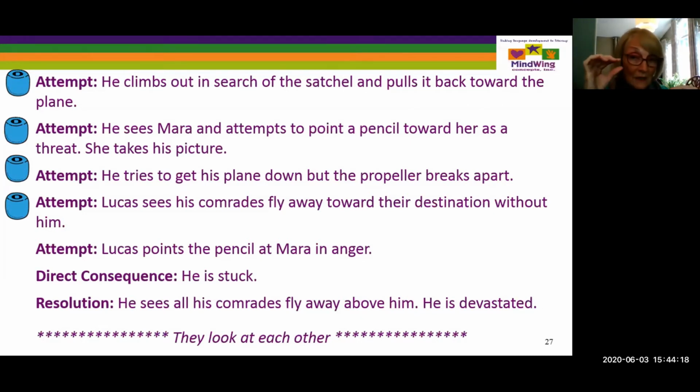Now, each one of these actions or attempts that he's seeing can cause a feeling in him or deepen his feeling. Lucas points a pencil at Mara in anger again. The direct consequence is that he's stuck in this strange place. The resolution, which is his thought about or his feeling about what has happened, he sees all his comrades fly away and he's devastated. And that's kind of how it leaves us.